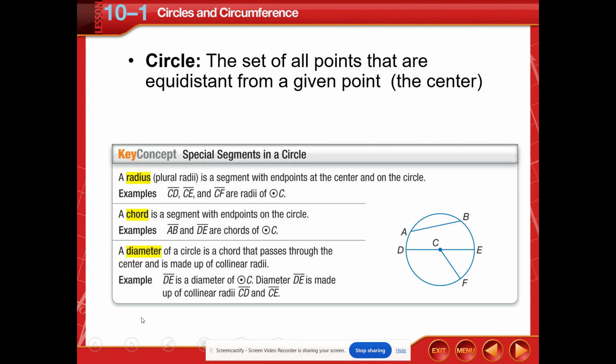There's all of our vocab words. The first one is circle. It's just a nice shape that really traces all of the set of points that are the same distance from the center of the circle. So in this little picture down here below, C would be the center of the circle. And then you can see the circle shape on the outside. Any point on the outside should be the same distance to the center.